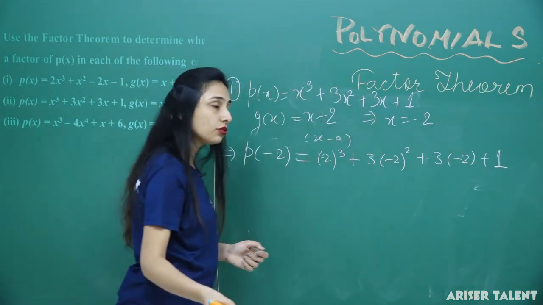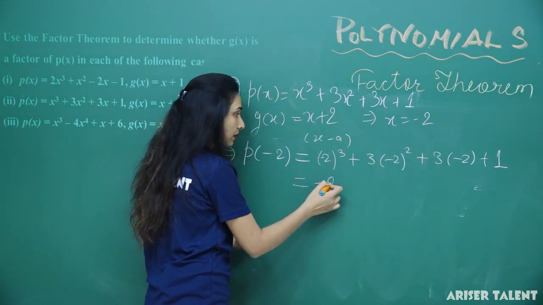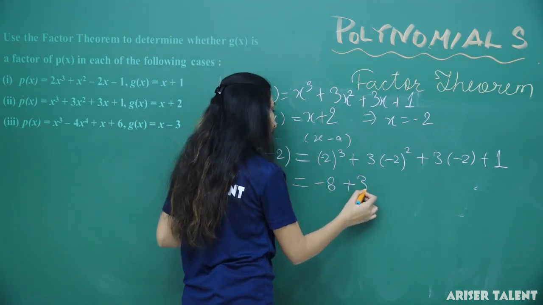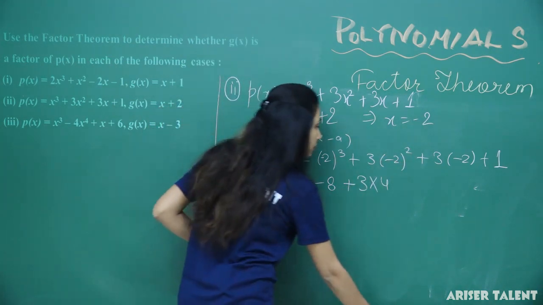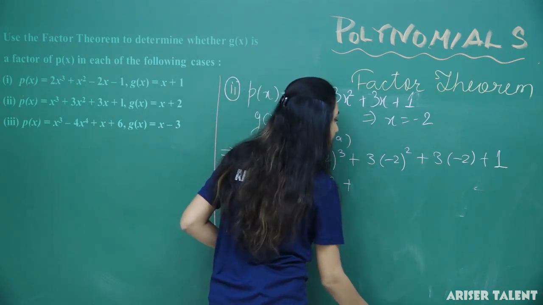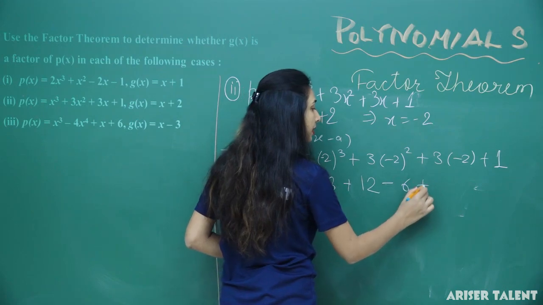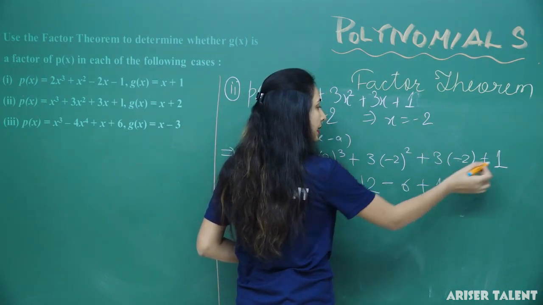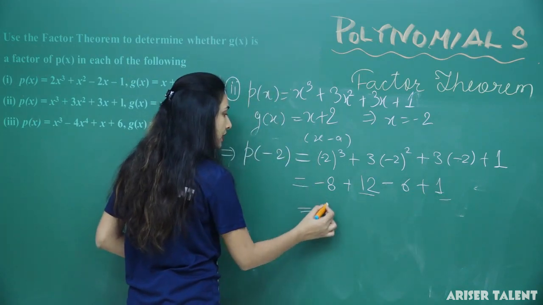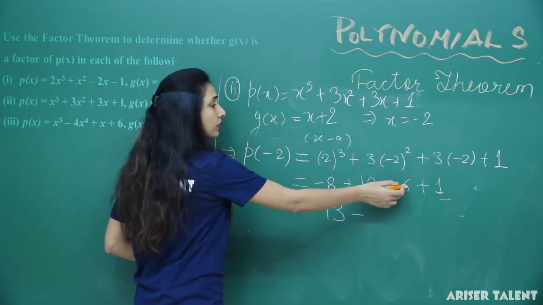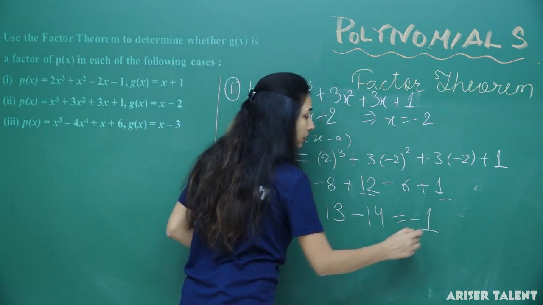Now just solve this, student. Okay, so 2 to the 4 to the 8, so minus 8, then here plus 3 multiplied by 4. Now 4 3s are 12, so can I directly write 12 here? Sorry. Now minus of 6 and plus of 1. So now this is 12 plus 1, which is 13. Now 6, 6, 12, 13, 14, that will give you minus 1.